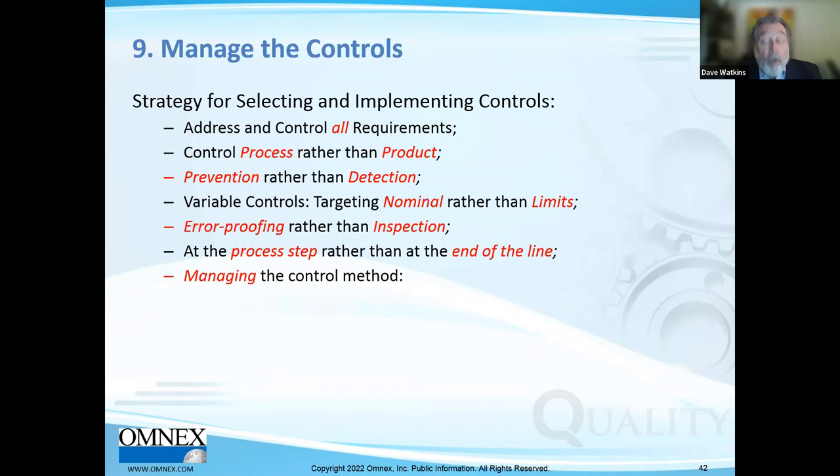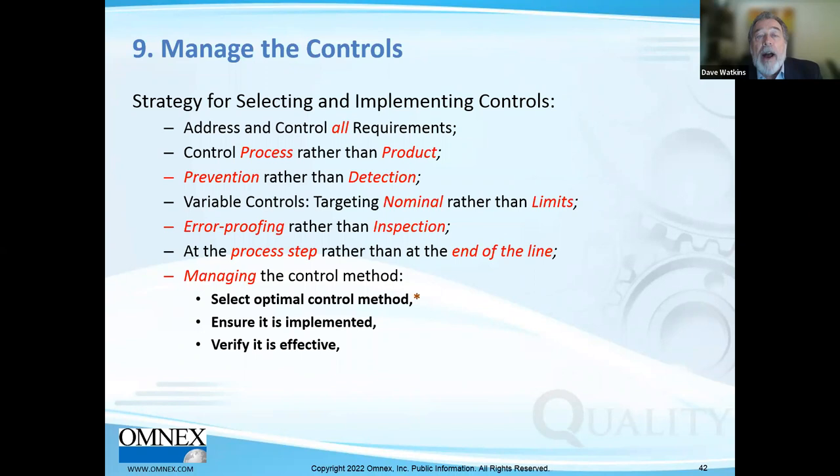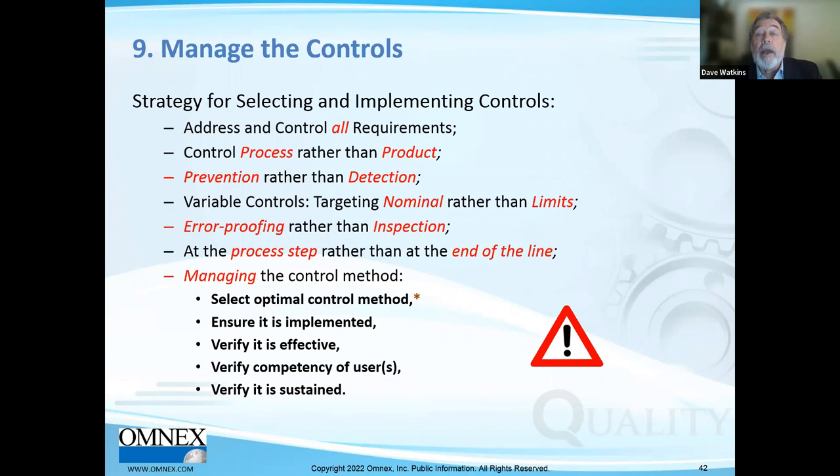All of this, though, is dependent on this last bullet, which is managing the control method. What do we mean by that? We mean management responsibility for ensuring we select the optimal method, that we ensure that it is implemented, that we verify that it is effective, that we verify the competency of the people using it, and that we verify that it is sustained. Those are management responsibility. It's not the FMEA team. It's not the control plan developers. It's not even just the local supervision or leadership. It is an overall management responsibility to ensure.